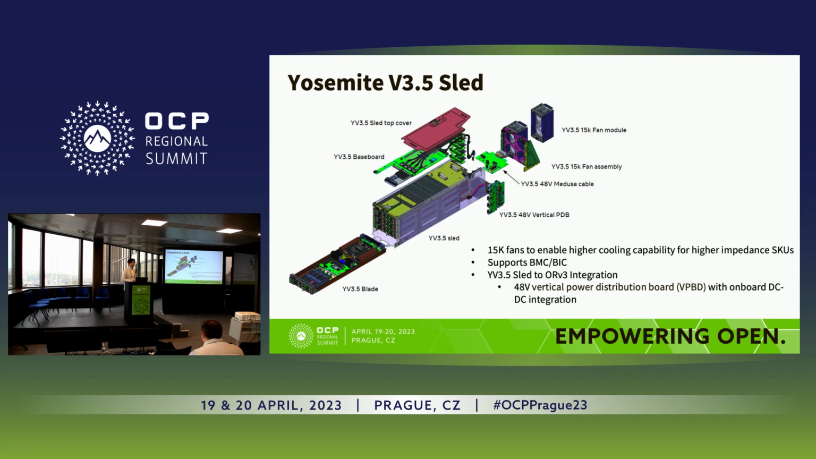And now next, let's look at some of the changes in Yosemite V3.5. As this is an evolution of Yosemite V3, there are slight changes here, but they are meaningful to us. Now we are supporting 15K RPM fans in order to enable the support of higher power or higher impedance CPU SKUs. In addition, in order to integrate with ORV3, our virtual power distribution board now supports 48 volts.